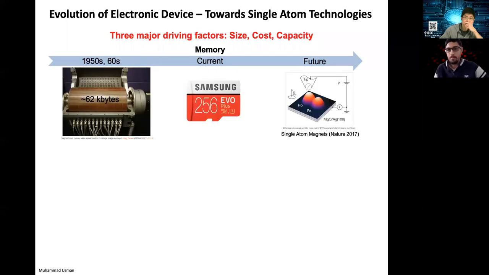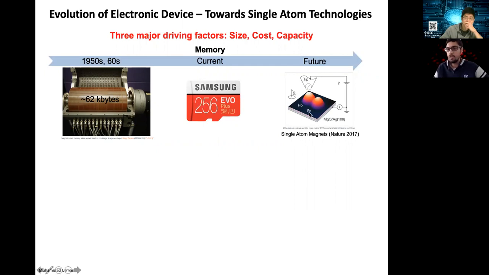For example, memories. If you look at the memories back in 1950s and 60s, memories were very large, they were very heavy, but their capacity was very small, so you can see that on the left side, it's a very large size memory, but 62 kilobytes, very small capacity. And it was pretty expensive too. But nowadays, you can go to any shop, for example, Officeworks, you can buy a 256 gigabytes of memory, which is very, very small. You can literally put it on your finger, and it's very cheap too. So that's the progress that has happened during the last decades.